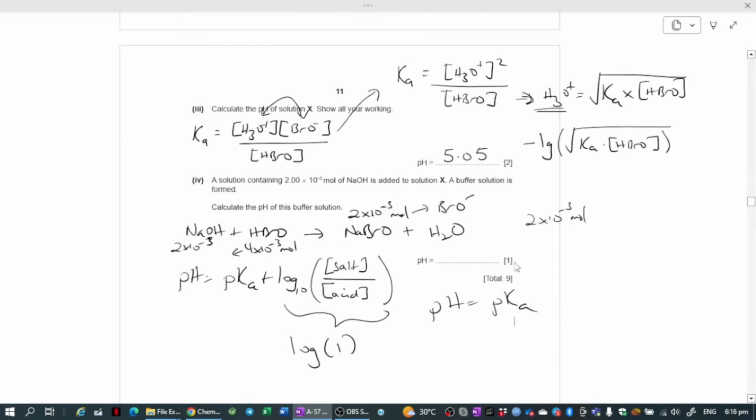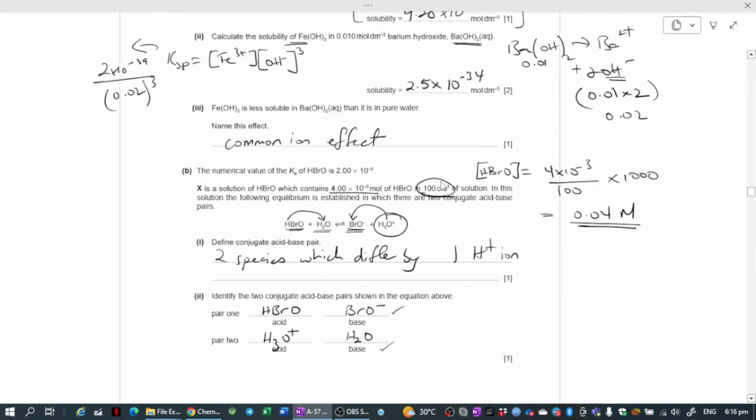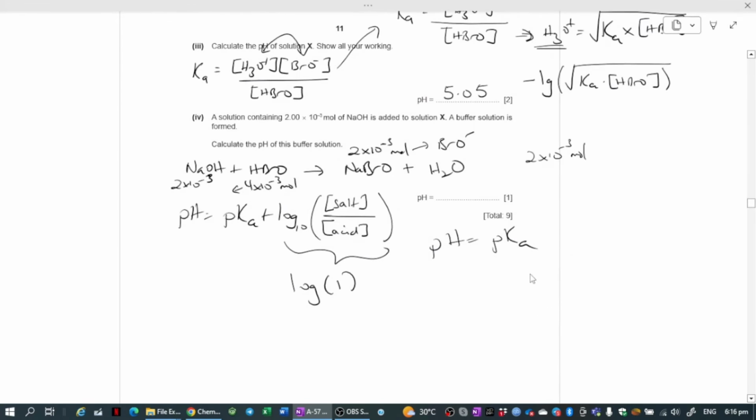And the pKa is the negative log of the Ka, which is 2 by 10 to the minus 9. So the negative log of 2 by 10 to the minus 9 should give you 8.70, which is the pH of the resulting solution, right? And this is why the ratio of the salt to the acid becomes 1-to-1, and the log term becomes log of 1, which is simply 0. So we get the pH being equal to the pKa in this situation, for the reasons just discussed. So that is question number 4.